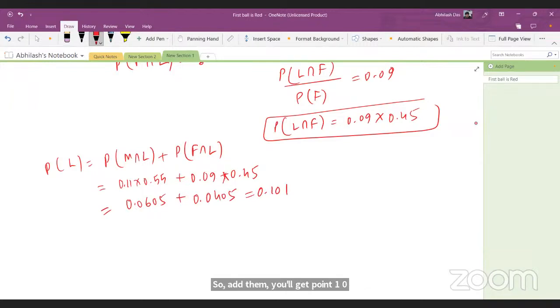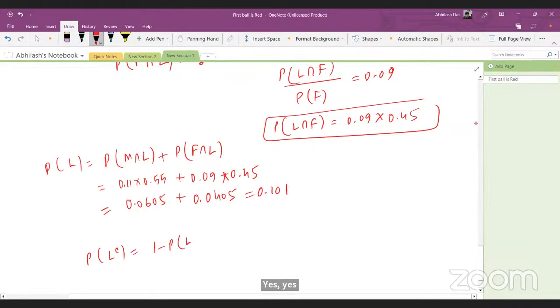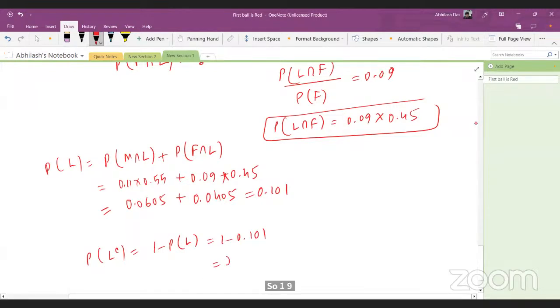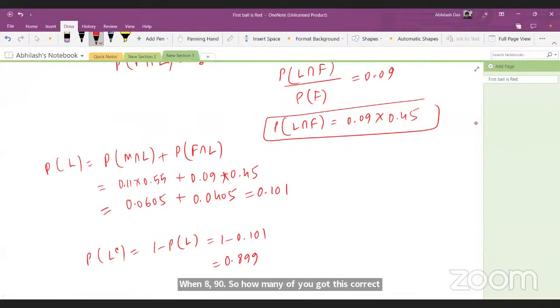Now we want the complement of this, right? So L complement will be how much? 1 minus P of L. I'm removing all the left-handers. So 1 minus 0.101, which is 0.899. So how many of you got this correct? Yes, sir. Okay, is there any doubt?